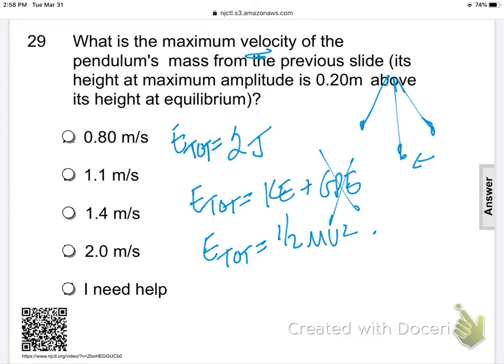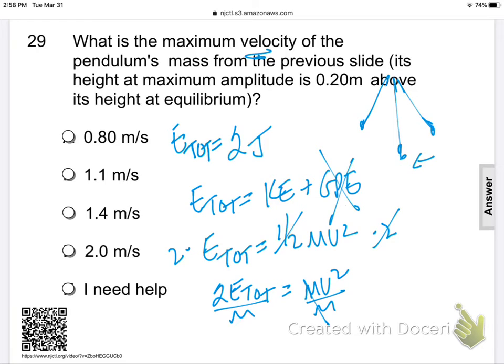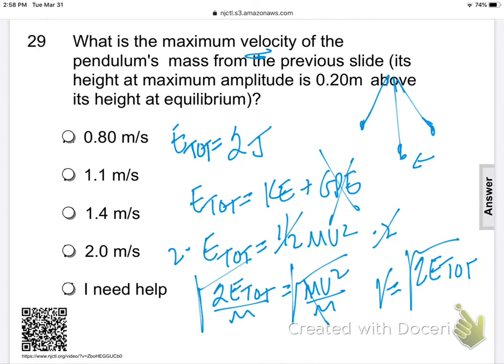So we multiply both sides by 2. The half and the 2 cancel out, so we have 2 times E tot equals mv squared. Now to get rid of the m, we divide both sides by m. The m's cancel. So now we have v squared equals 2 E tot over m. We don't want v squared, we want v. So we square root both sides, and we have velocity equals the square root of 2 times E tot over mass. Now we have our velocity isolated all by itself.